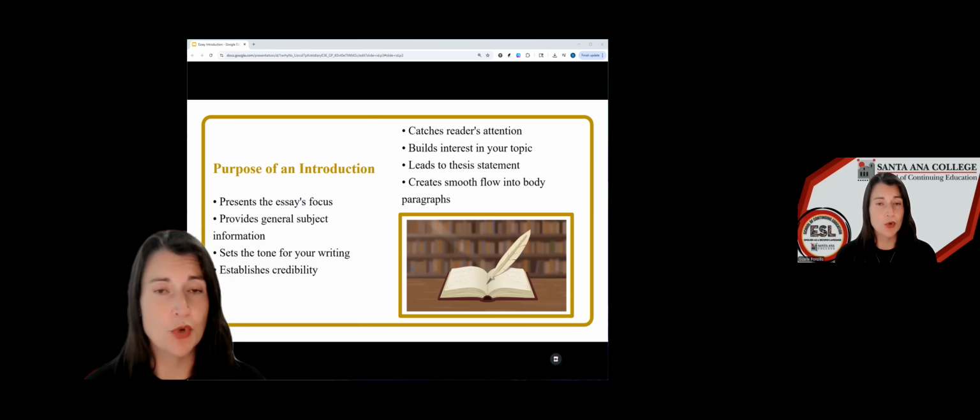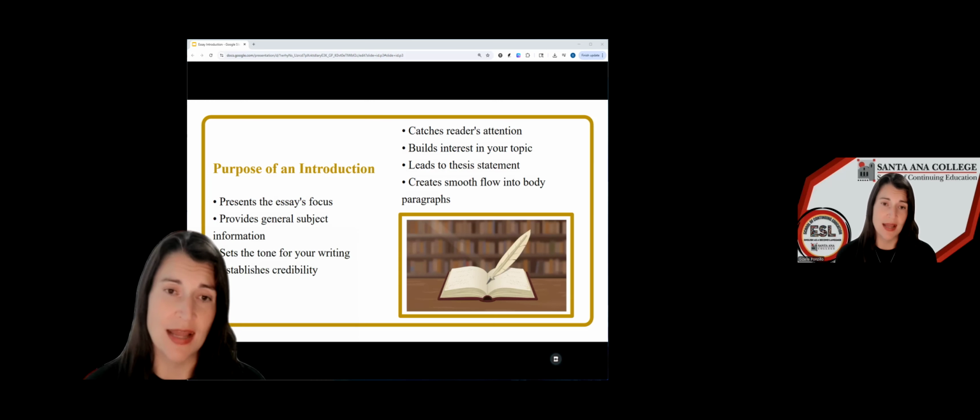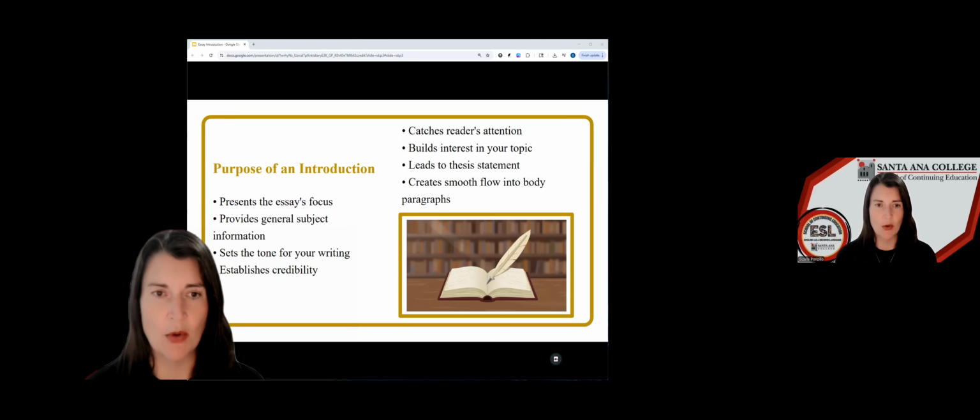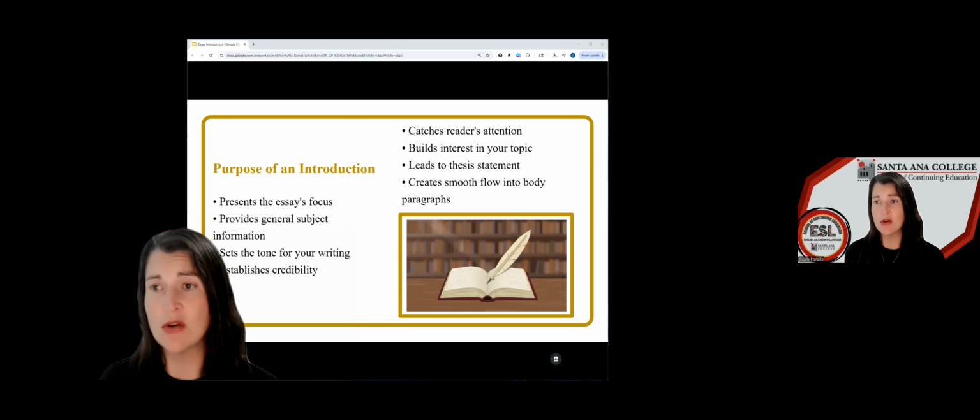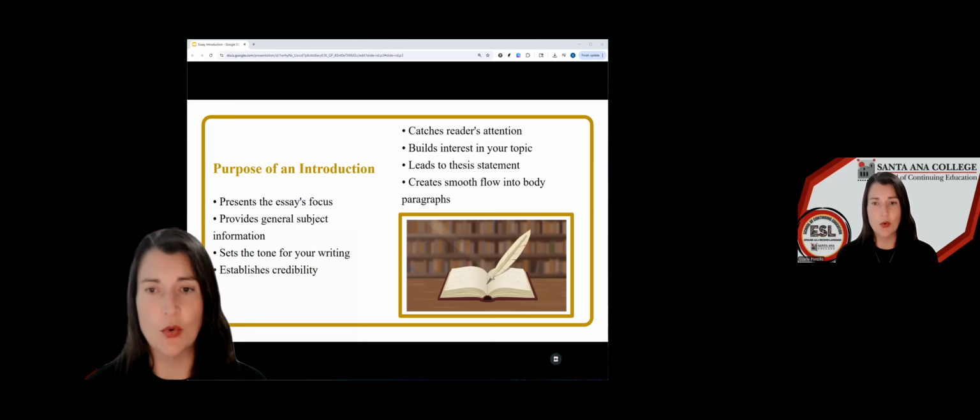It will catch the reader's attention via the hook. It's going to build interest in your topic via the background information. And then, of course, it's going to have a thesis statement, which is going to give specific information about that essay that you're going to be writing about. So it also creates a smooth flow into the body paragraphs.